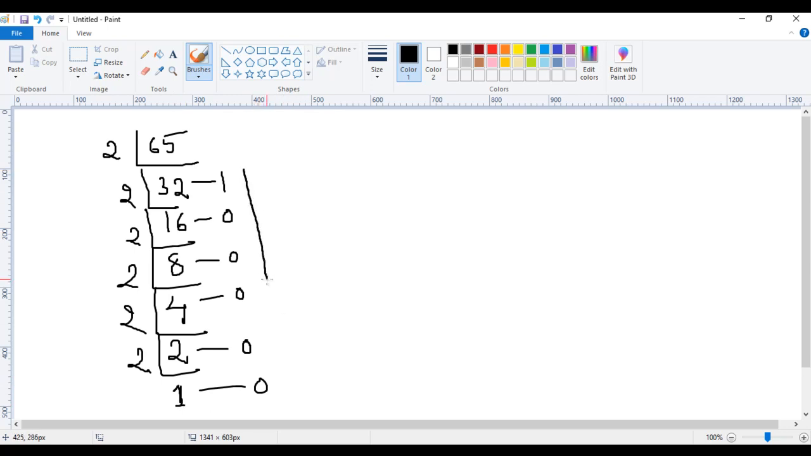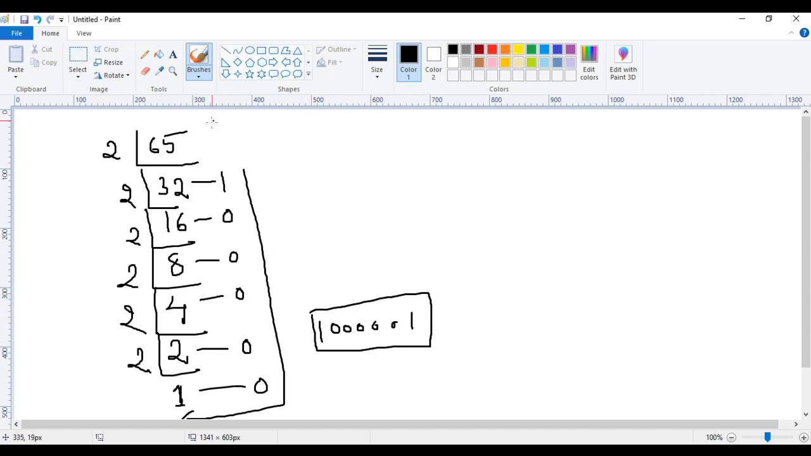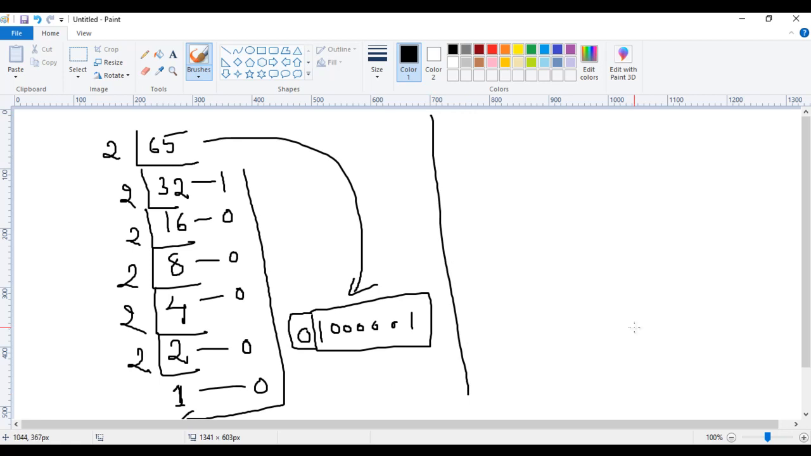Then we write these zeros and ones from top to down, right to left, guys. So 1, 1, 2, 3, 4, 5 zeros and 1. This indicates 65 in binary number system, guys. If computer is an 8-bit computer, then we add one extra 0 here so that there will be total 8 bits. 1, 2, 3, 4, 5, 6, 7, 8, guys. Okay. Let's take another example.